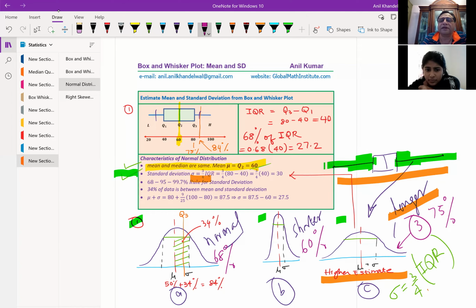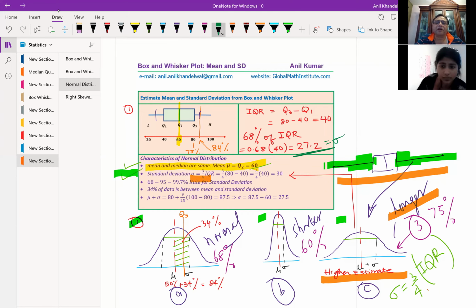The interquartile range is Q3 minus Q1. In this case, 80 minus 40 is 40. And since I'm assuming this to be a normal graph, I'm saying 68% of the interquartile range, which is 0.68 times 40, gives me a value of 27.2. So here I get my standard deviation as 27.2. I'm just showing you one calculation. Is it okay?